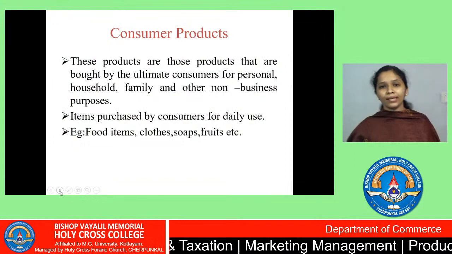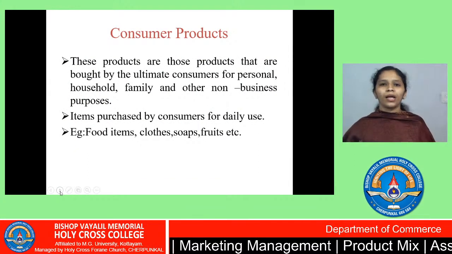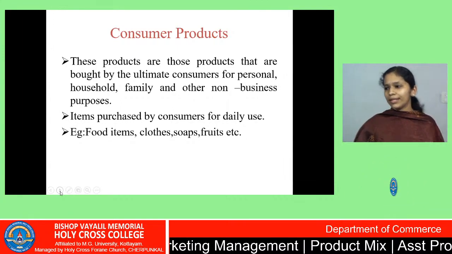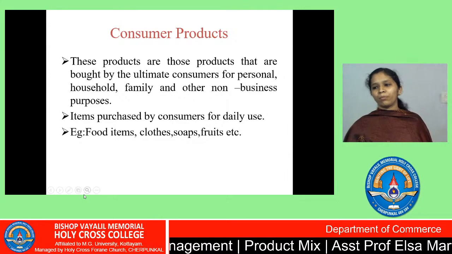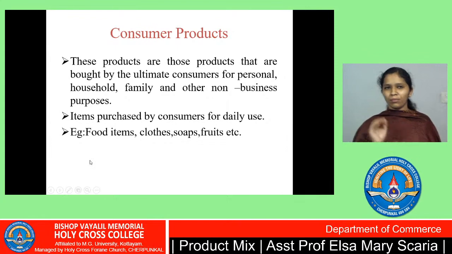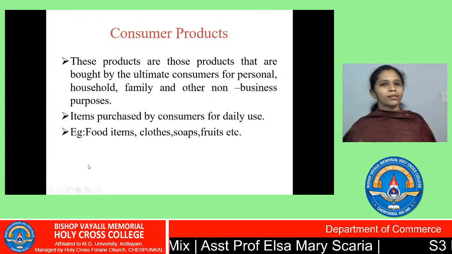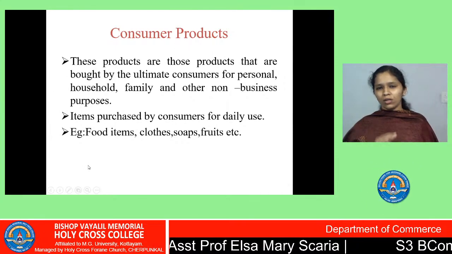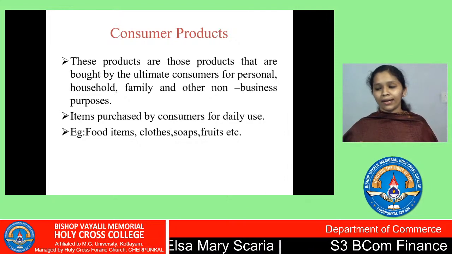Then the second classification, that is consumer goods. As its name indicates, these are the goods which are meant for consumption by the ultimate consumer. So these are those products that are bought by the ultimate consumer for personal, household, family and other non-business purpose. നമ്മൾ വീട്ടിലേക്ക് ആവശ്യത്തിന് വാങ്ങുന്ന, അതായത് കൺസംഷന് വേണ്ടി വാങ്ങുന്ന പ്രൊഡക്റ്റുകൾക്ക് പറയുന്ന പേരാണ് കൺസ്യൂമർ ഗുഡ്സ്. Not for business or not for further manufacturing.